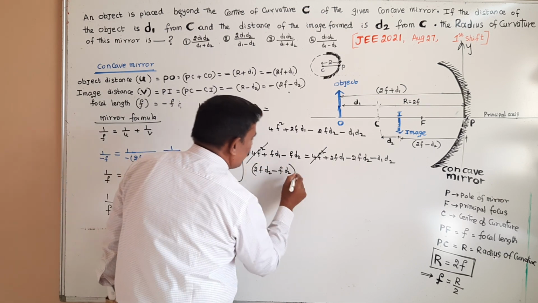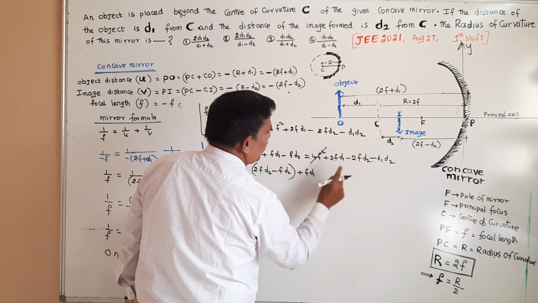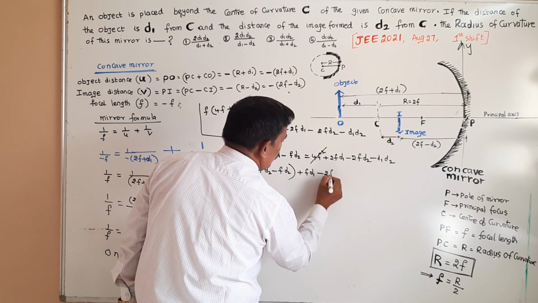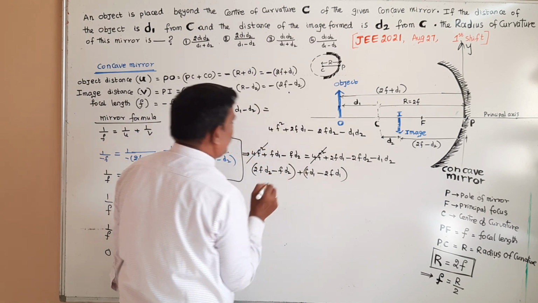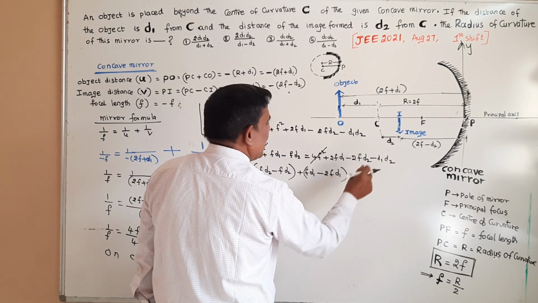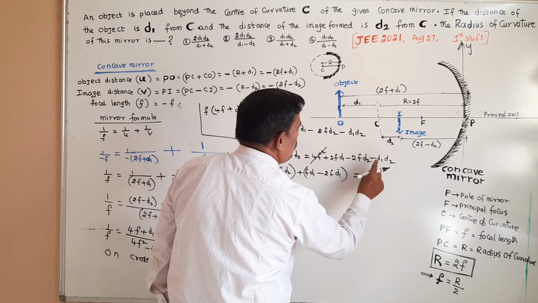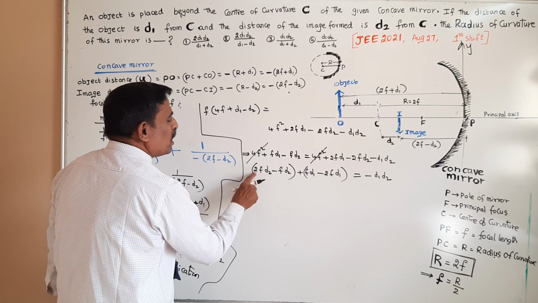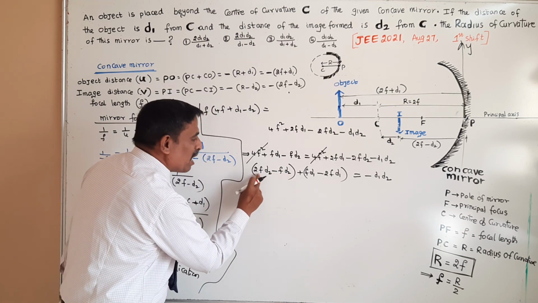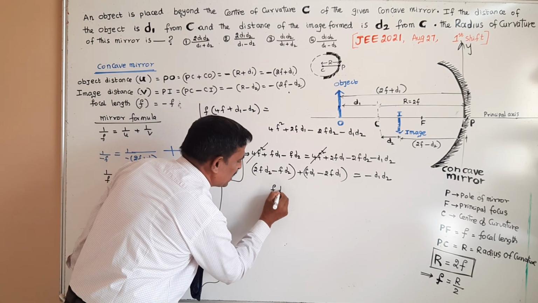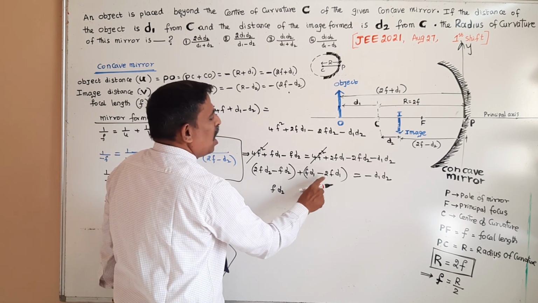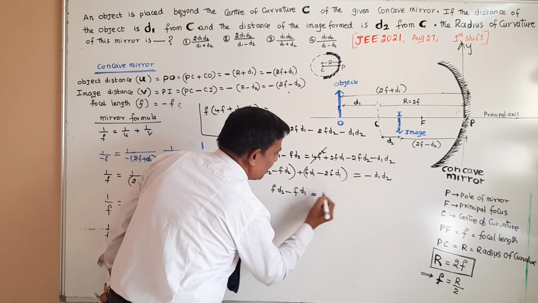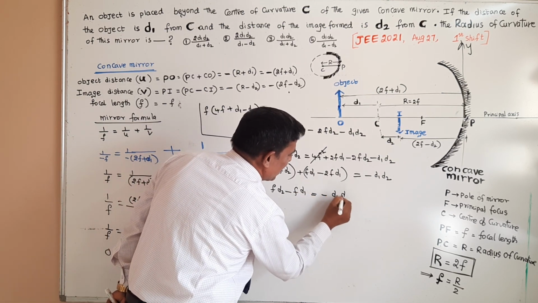Here f d1, plus 2f d1 comes to this side as minus 2f d1. Here minus, that is equal to minus d1 d2. 2f d2 minus f d2 is nothing but f d2. And f d1 minus 2f d1 is minus f d1, equal to minus d1 d2.